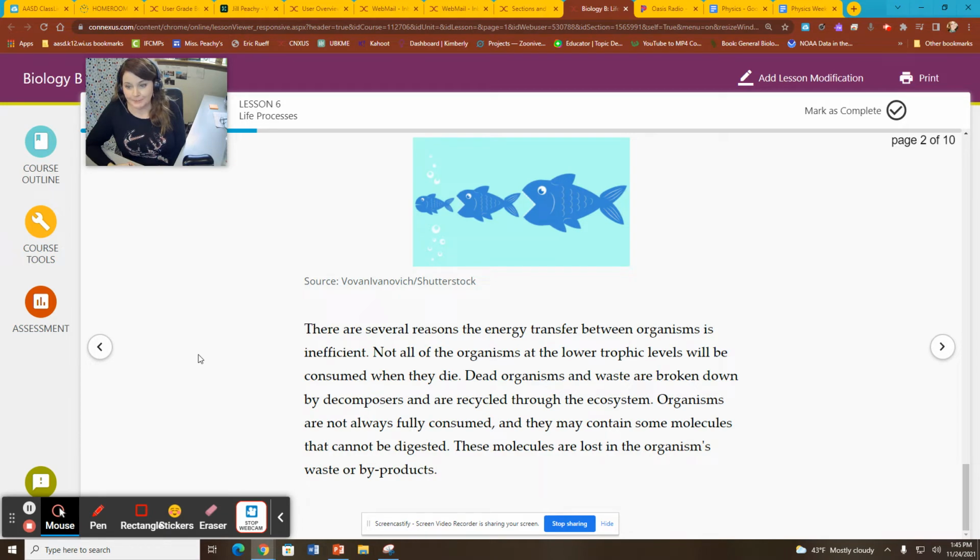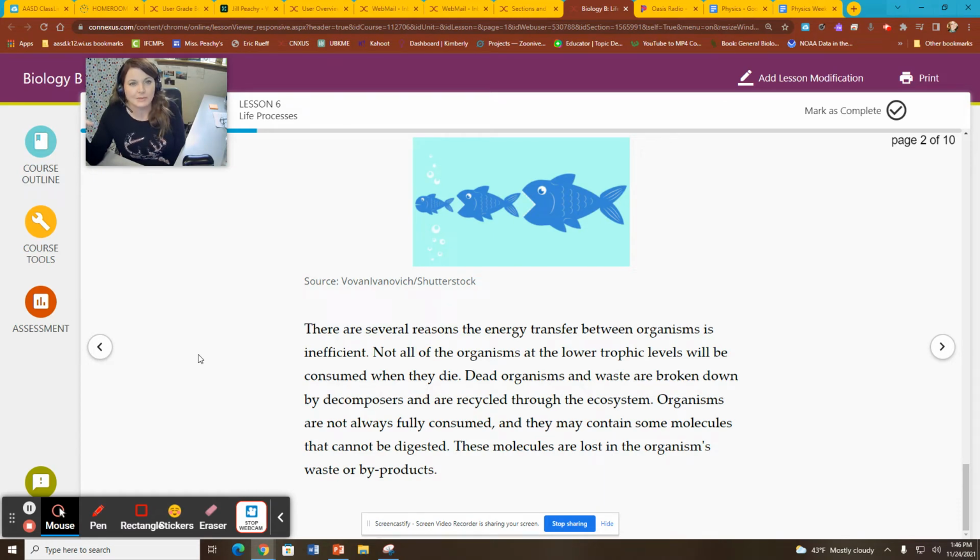So that's one thing. And some organisms are not always fully consumed. Just because you eat something doesn't mean you use all the energy that's available in that particular thing that you eat. Some of the energy your body uses and some of it passes through your digestive system as waste. You can't digest it for one reason or another, and then you poop it out. It goes back into the ecosystem. It is decomposed again and recycled.